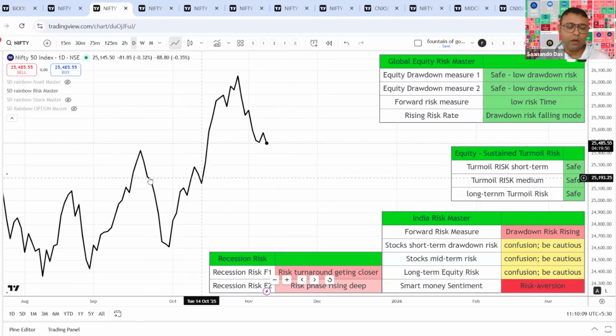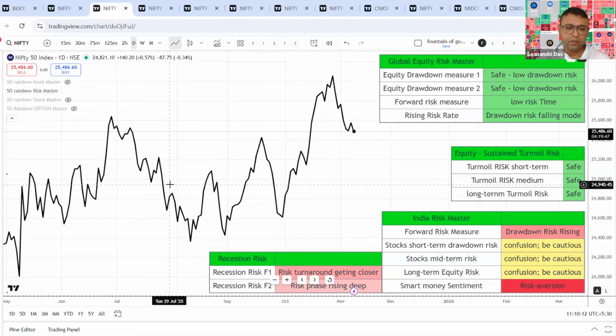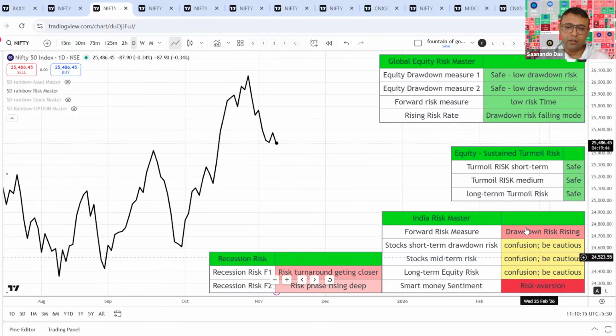Also, there are always downturns every moment. Which downturn is more important, I understand by looking at the level of risk. Risk aversion by the smart money means not betting aggressively on equity, maybe still going on, but in more stable names, or where there is price action, momentum, and trend support. And drawdown risk is rising as well. But overall equity market remains safe. That means risk is more towards India right now.